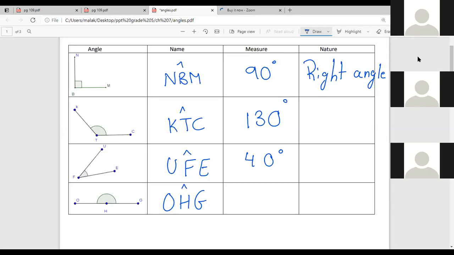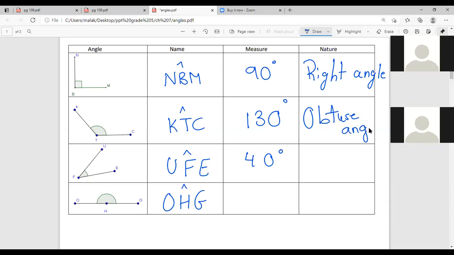What is the type of this angle that measures 130 degrees? Obtuse. Obtuse angle. Bravo. Why is it obtuse? Because it is more than 90.